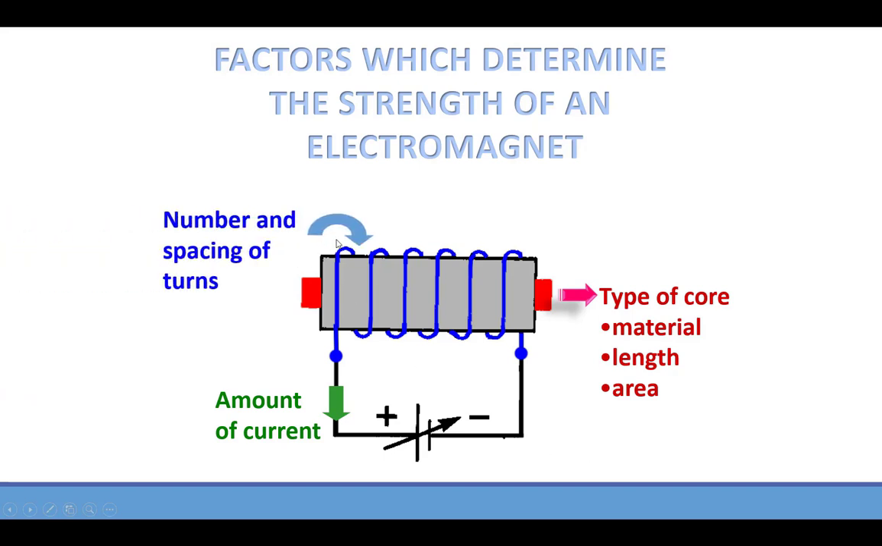And also the number of turns and the spacing. So the tighter that I make these and the more turns that I have, then I'm going to have a stronger electromagnet.